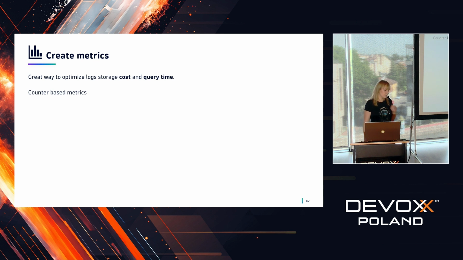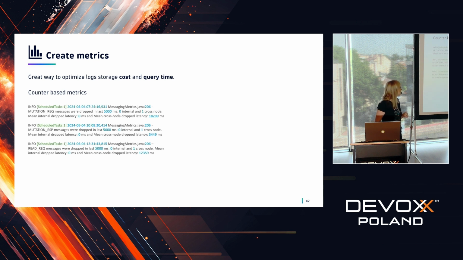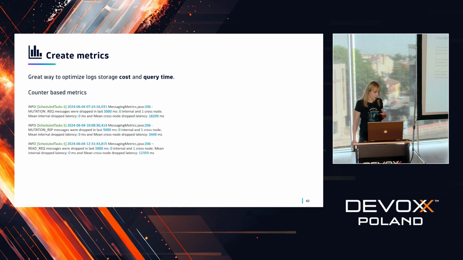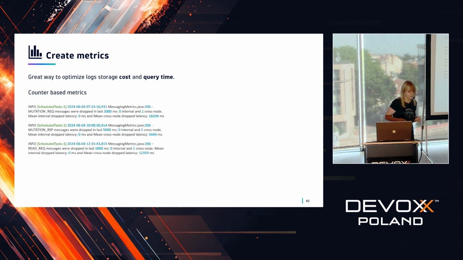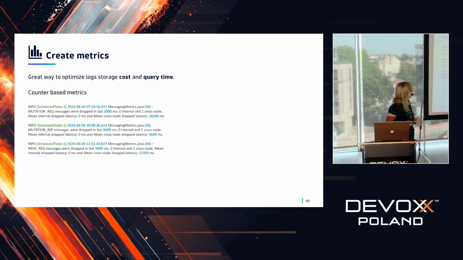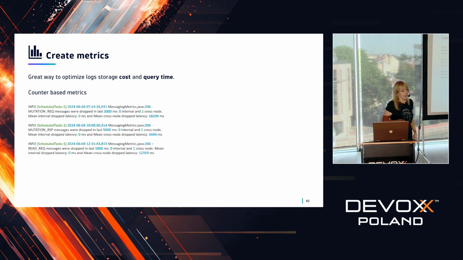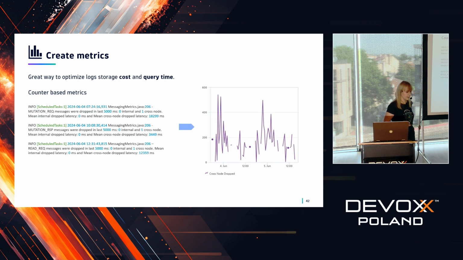There are 2 basic types of log metrics. The first is just counter-based metrics. So they are pretty easy. They are just counting the number of occurrences of logs that match a given filter. So here, once again, we can see an example of a log for Cassandra. It's about the dropped messages in Cassandra. And based on it, we can create a metric that will nicely show us the spikes in those drops.